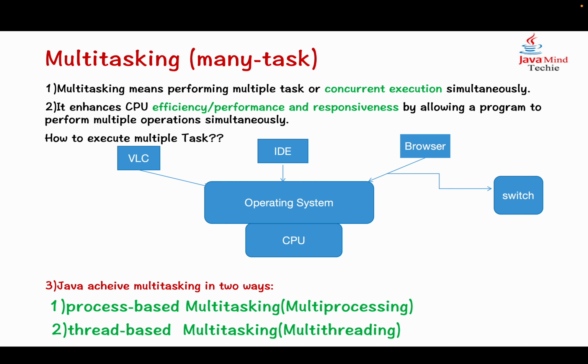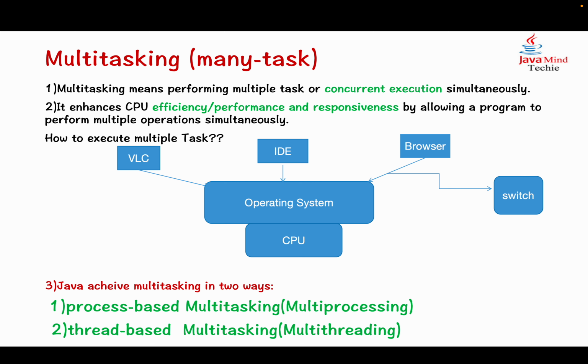If you go for multitasking, it means you are performing multiple tasks at the same time. I hope you understood. And the main benefit of using multitasking is that it increases the performance of the CPU, because at the same moment you perform multiple tasks. Next concept: how do you achieve multitasking in our Java?